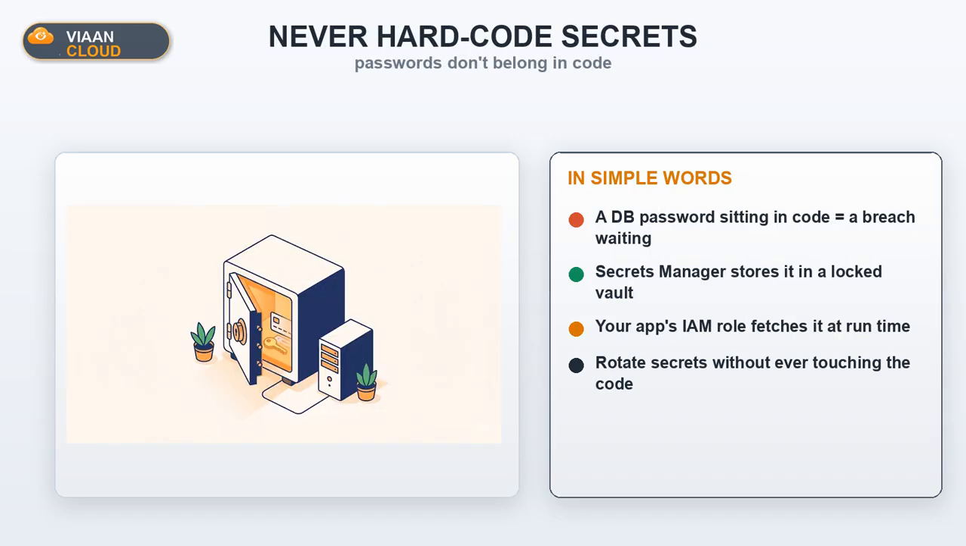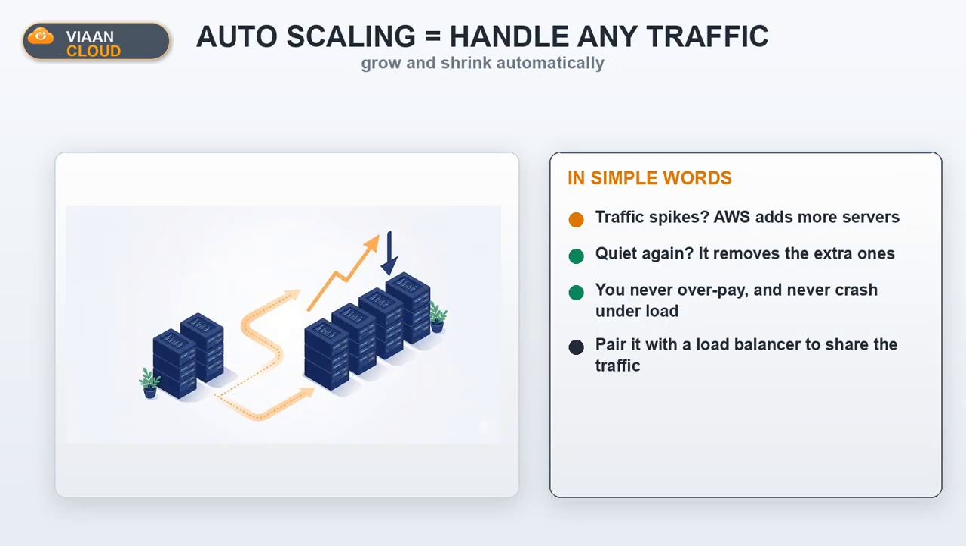Now let's lock things down. Never ever hard-code a database password in your code. That's a breach waiting to happen. Instead, store it in Secrets Manager, a locked vault. Your app's IAM role fetches the secret at runtime, and you can rotate it anytime without touching a single line of code. What happens when your app suddenly goes viral?